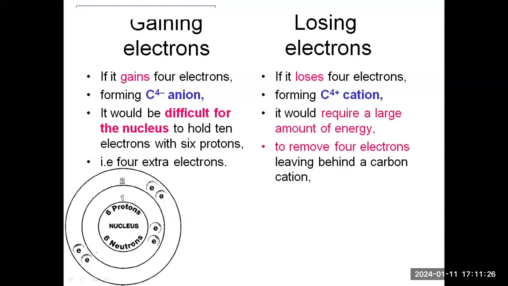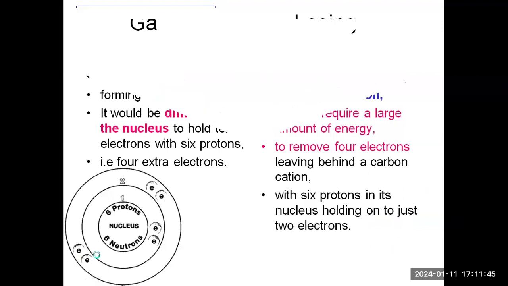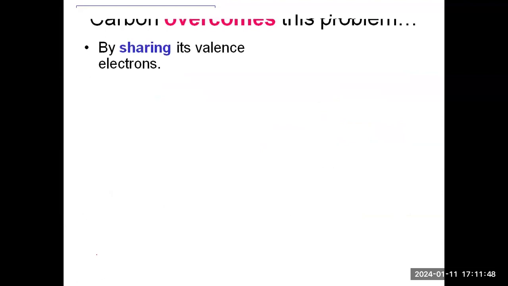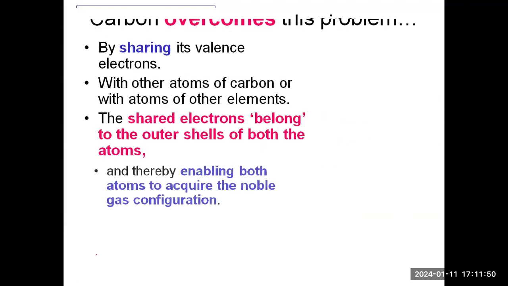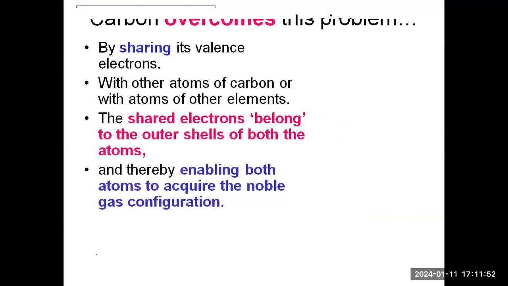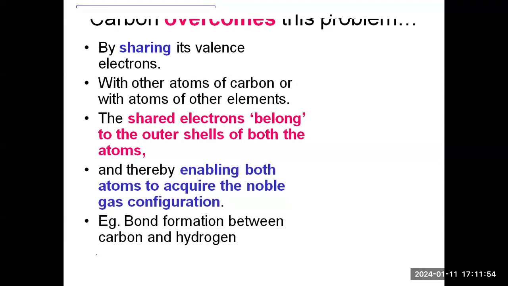Here you can have a 2-mark question asking why carbon can't lose or gain 4 electrons and it cannot become C4 minus or C4 plus. This is not possible. So you can have this question. The answer is there on screen. Now, as I told you, the only way is sharing. So carbon can share electrons with a variety of elements, thereby creating a variety of compounds.